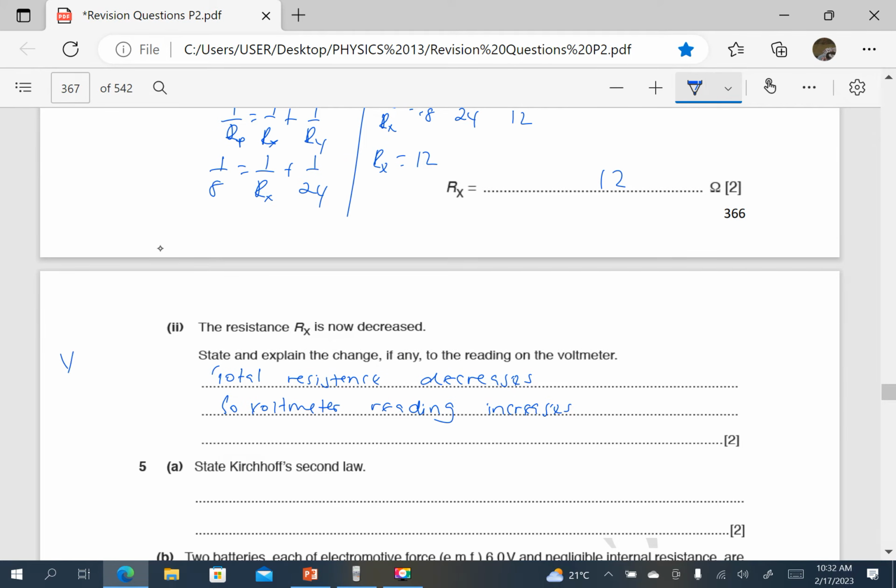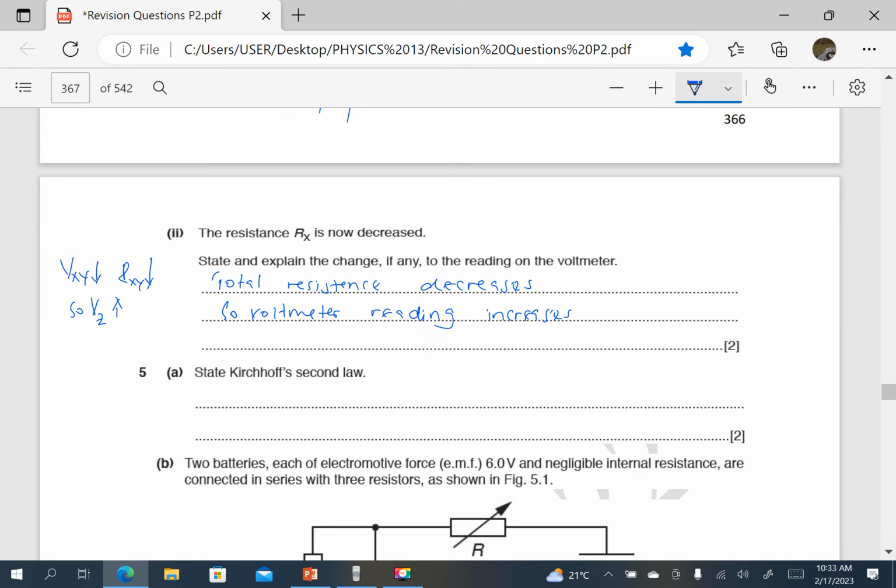Or simply say PD across XY decreases because resistance XY decreases, so PD across Z must increase. Total resistance decreases, so the voltmeter reading increases. Or I am saying the PD across XY decreases because the resistance XY decreases, and so the PD across Z must increase.